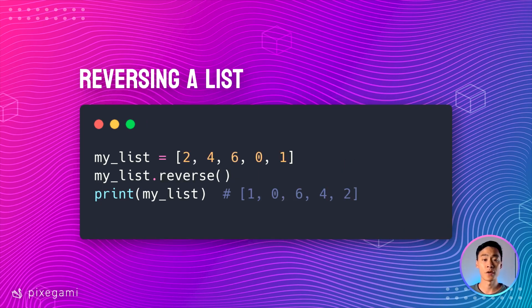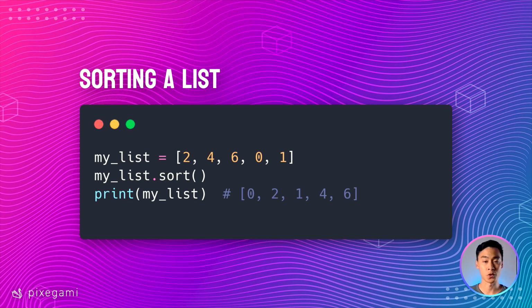You can also reverse a list by using the built-in reverse method. Whenever you want to flip the list around so that it's in the opposite order, you can just type list.reverse, or whatever the name of your list is, and then .reverse, and that will reverse the list. Similarly, you can also sort a list. If you have a list of numbers, this will sort it in ascending order.